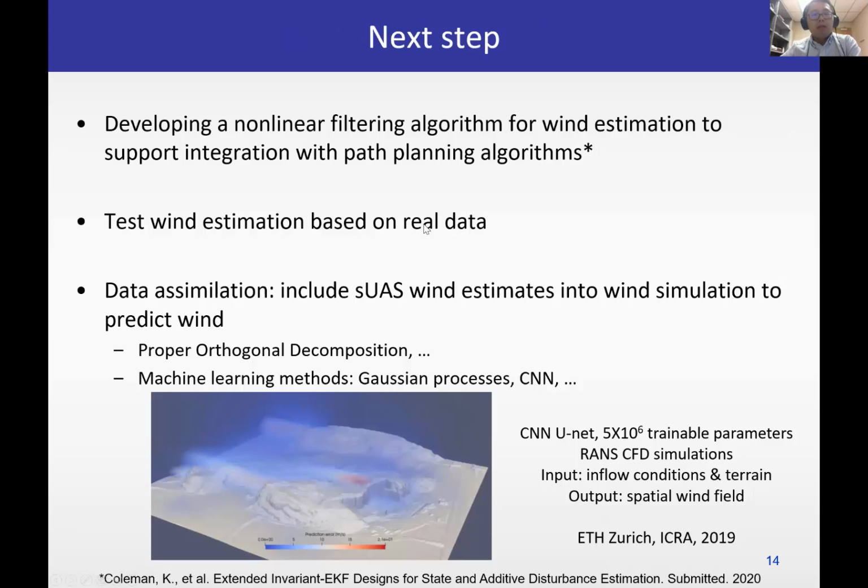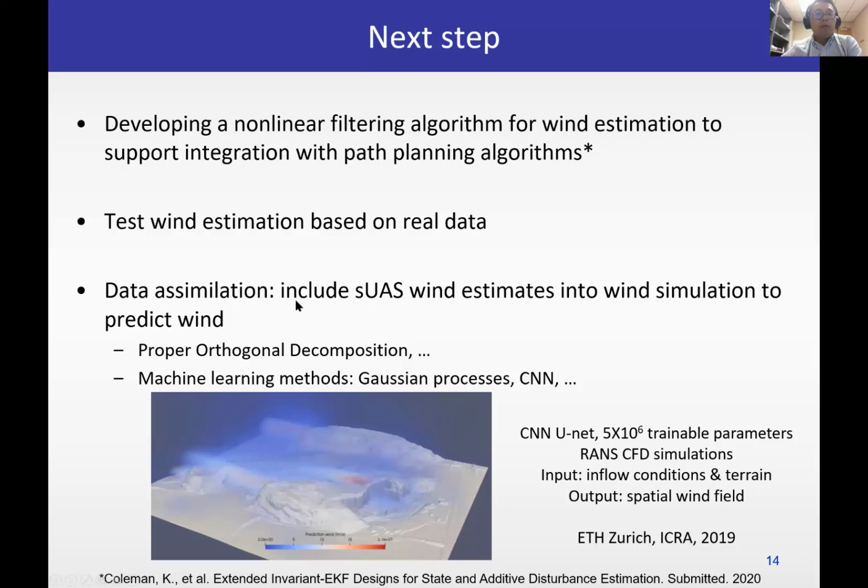Interestingly, there's actually a new paper coming out from another university. They tested our approach against other approaches and showed that our approach is actually better. So that's really reassuring that we should be able to succeed on this real flight test data.